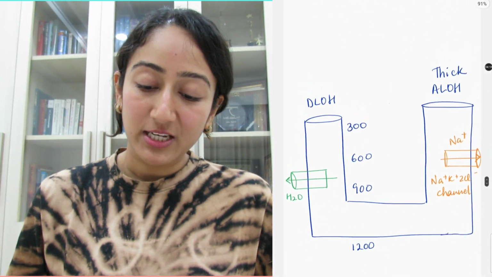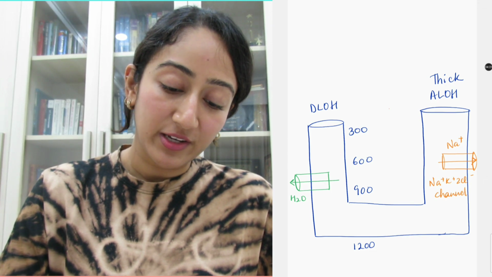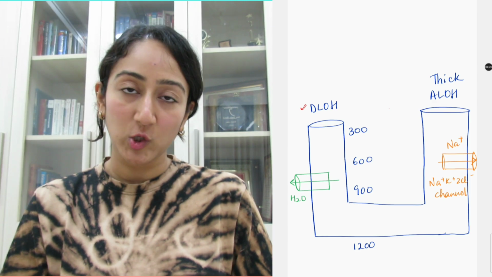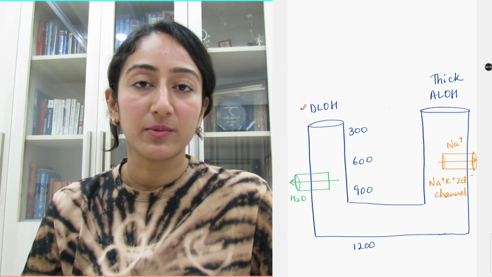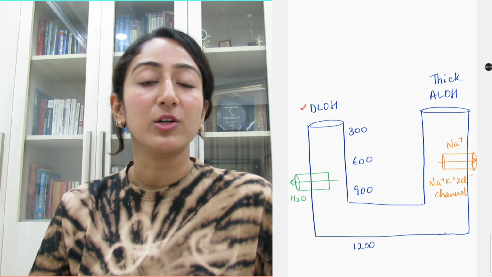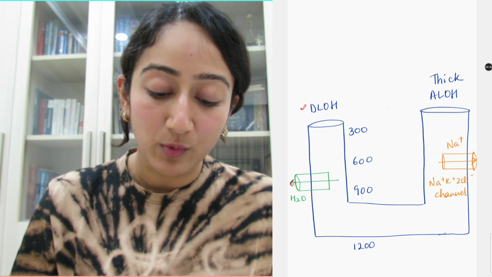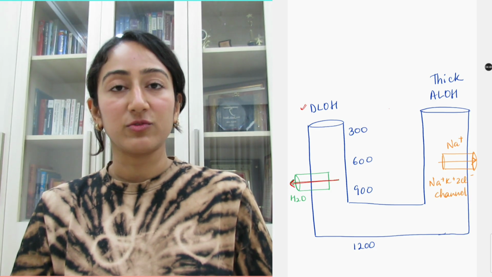Alright, so I have drawn a schematic diagram again for you guys. This is your descending loop of Henle right over here, right? So let us assume this is a thin descending loop of Henle. Now that thin descending loop of Henle is only permeable to water. It is impermeable to sodium and other ions. That means only water is permeable, and water will exit this part of the nephron.